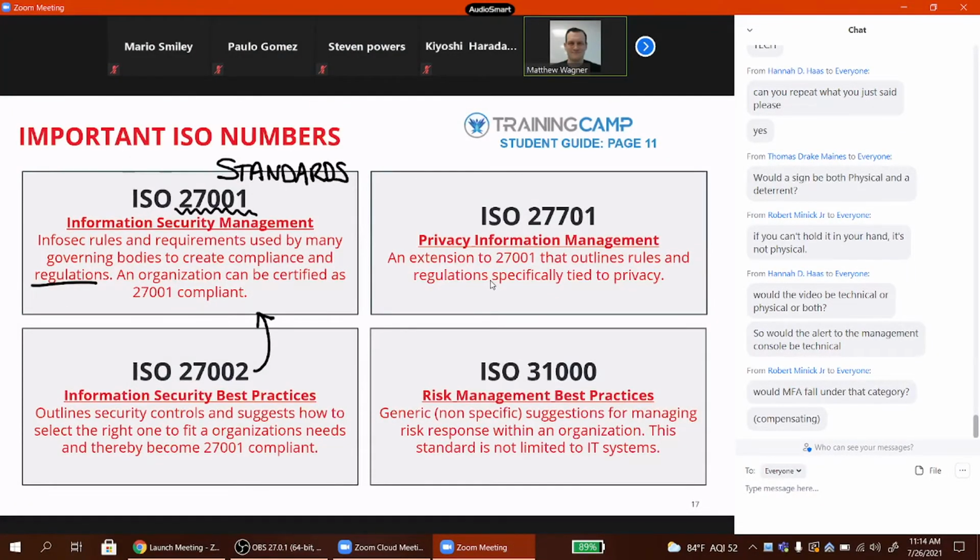But these other two, ISO 27701, International Regulations for Privacy. Now, what are we talking about with privacy here? What's that all about? Company secrets? Well, maybe to some degree.